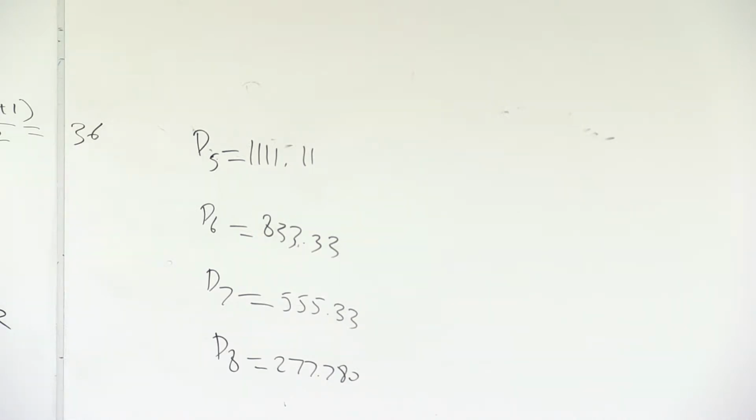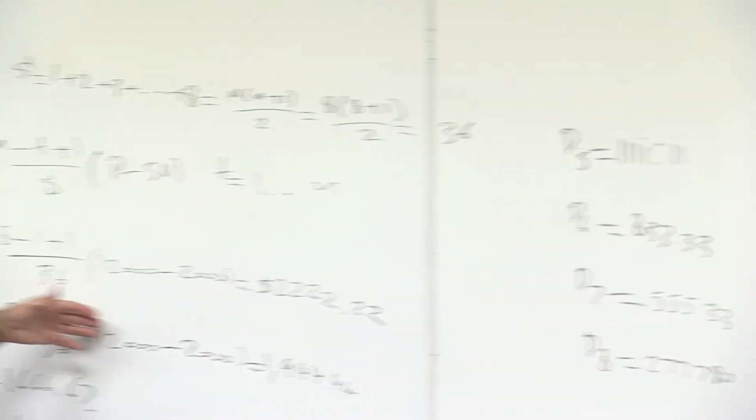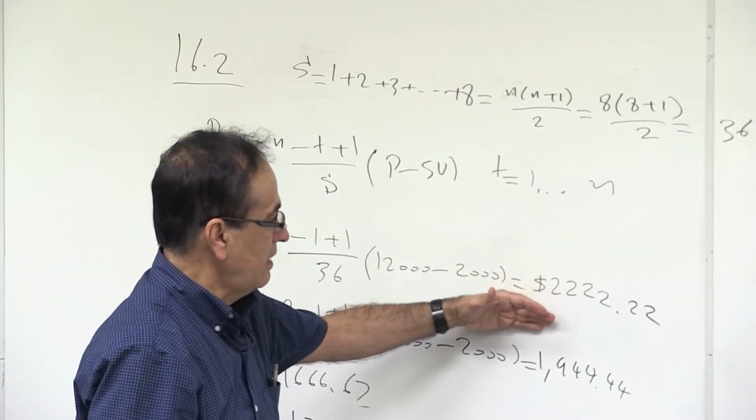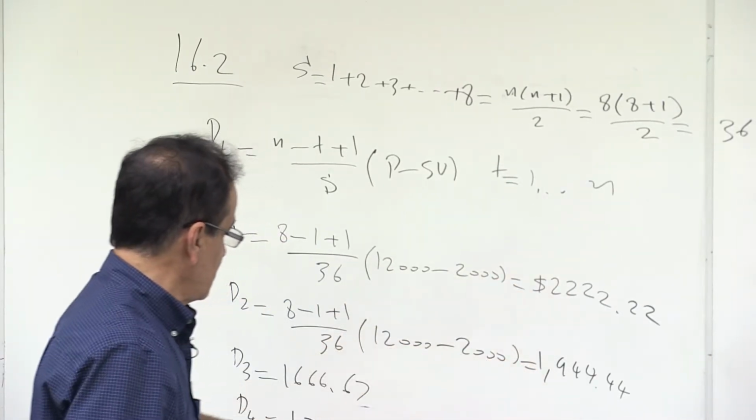So that's basically how to find the depreciation. As you can see here, for this method, the depreciation in the first year is the highest, and then the amount is going to decrease and decrease.